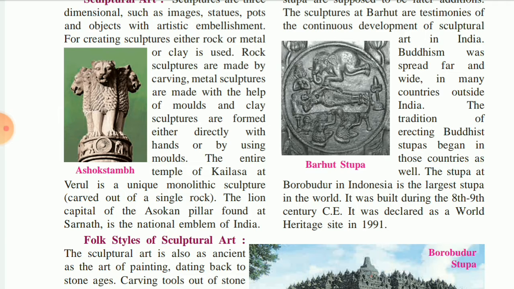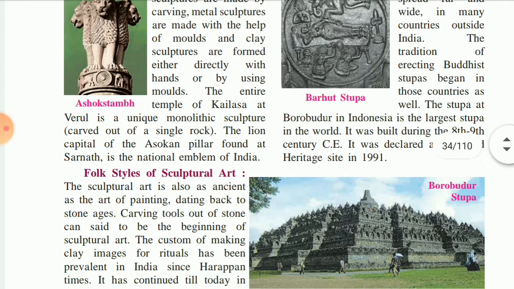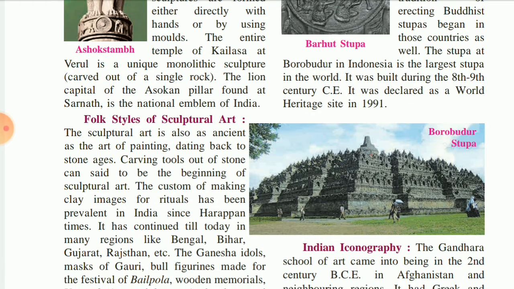In the previous lecture we have studied sculptural art. In that we have studied how Kailash temple at Verul is a unique monolithic sculpture. Then Emperor Ashoka erected pillars, that is also sculptural art. Then we had seen the folk style of sculptural art.